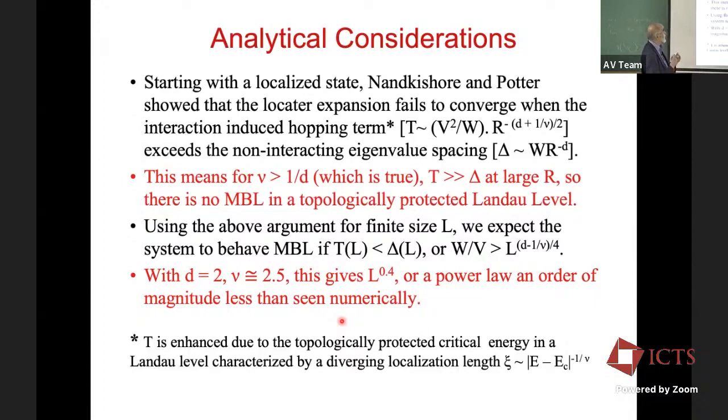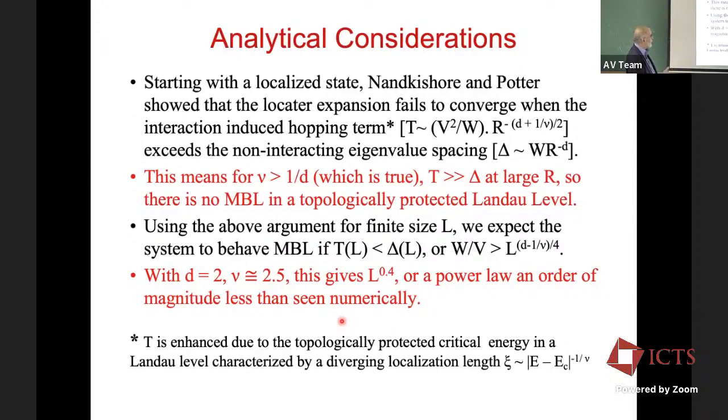And they say when that hopping exceeds the eigenvalue spacing, which goes as R to the minus d, then, if that is what happens in the large distance limit, we have to decide which one is dominant. And so what it says is, if nu is greater than 1 over d, then at large R, this hopping is much larger than the eigenvalue spacing, and so you don't have localized states anymore. The locator expansion fails to converge. Okay. And you can use the same argument for some finite size L.